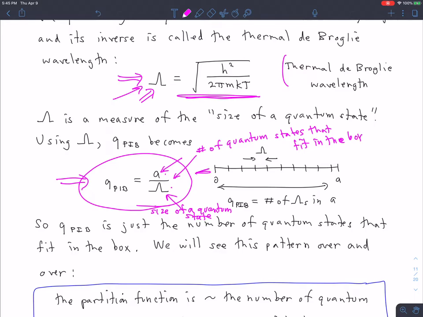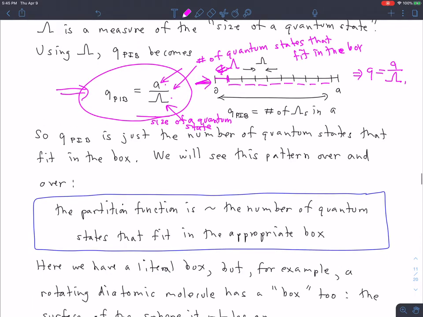So here's our one-dimensional box. Each one of these is 1 lambda. And here's how many lambdas fit in the box, and that's Q. The reason I have taken so much time talking about this is that this kind of thing is what you always see with every partition function, for every kind of motion. The partition function is approximately, always approximately, the number of quantum states that fit in the appropriate box.